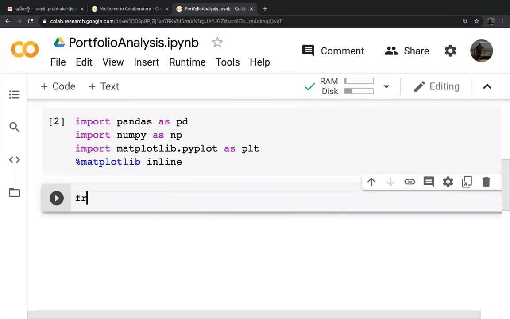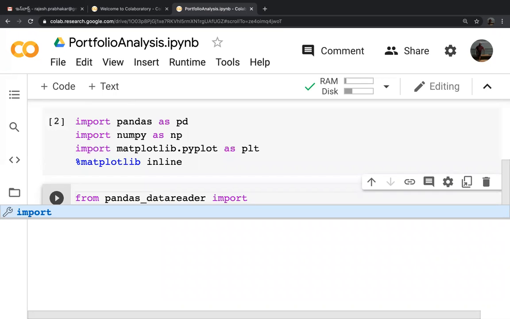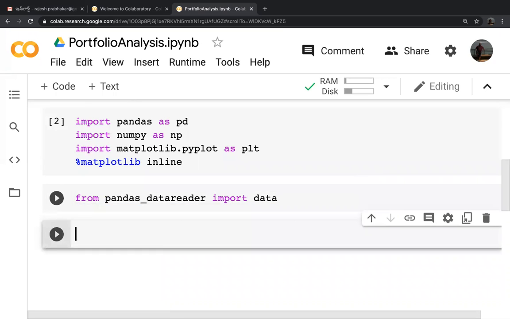Now we will import the requirement from pandas_datareader import data. This is for importing the data from Yahoo Finance.